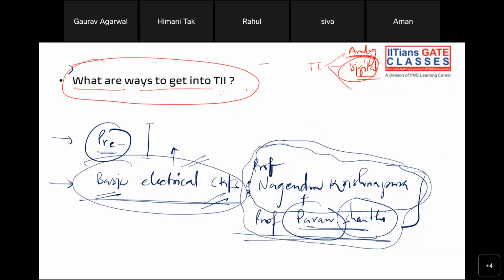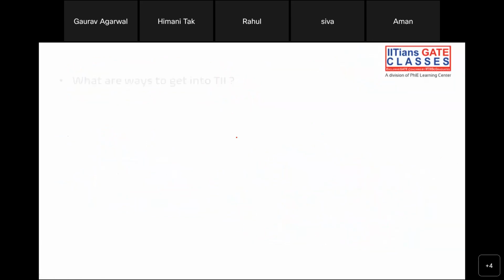So, what are the ways to get into Texas Instruments in India? First of all, you can get into Texas Instruments if that company is visiting your campus. They might hire for the internship. For the internship, as I told you, the basic requirement is they will conduct a written test and an interview. It's not like any recommendation will be there.